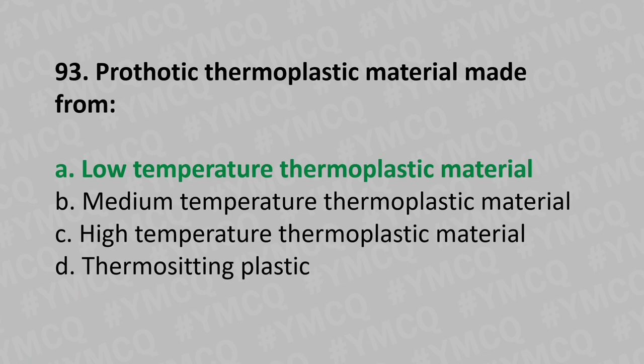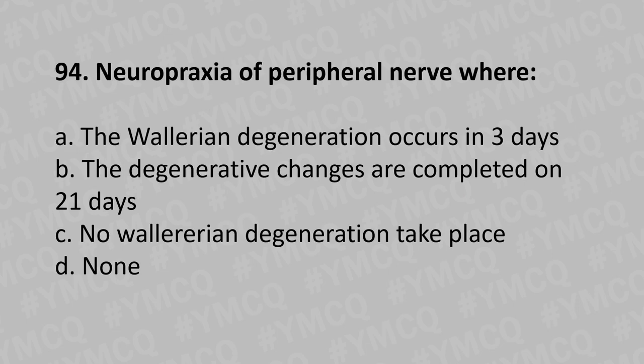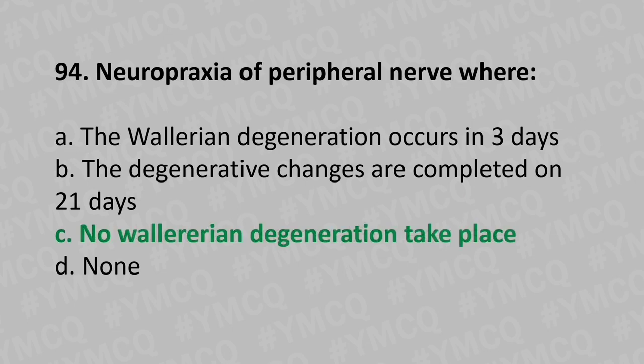Neurapraxia of a peripheral nerve, where? Option A, the Wallerian degeneration occurs in 3 days. Option B, degenerative changes are completed by 21 days. Option C, no Wallerian degeneration takes place. Option D, none. And the answer is option C, no Wallerian degeneration takes place. Moving to our 95th question.